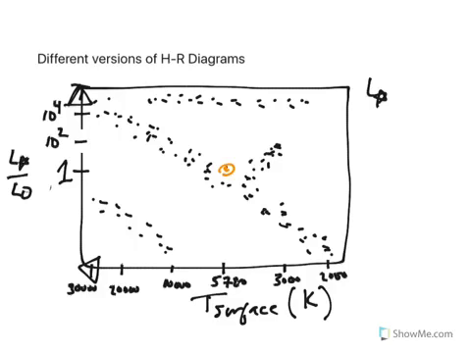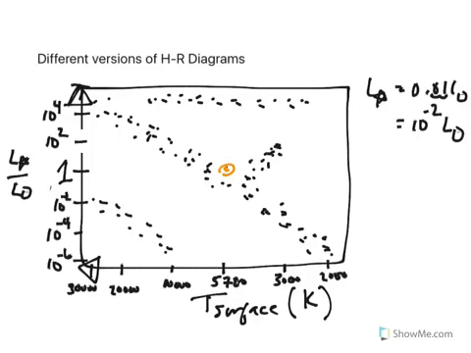Similarly, if a star had a luminosity that is 0.01 times the luminosity of the sun, well, that's the same thing as 10 to the minus 2, because you have to move your decimal point 2 spaces over to the right. So it would be 10 to the minus 2 times the luminosity of the sun, and that value would appear right here. Similarly, we can put in 10 to the minus 4 and 10 to the minus 6.